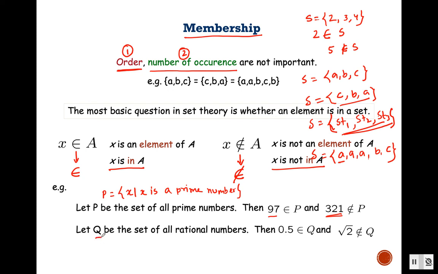Let Q be the set of all rational numbers. Then 0.5, which we can represent by 1 by 2, is a member of Q. Now root of 2 is not a rational number, so it is not a member of Q. So this one is our notation for is a member of or element of a set, and this one denotes not a member or not an element of a set.